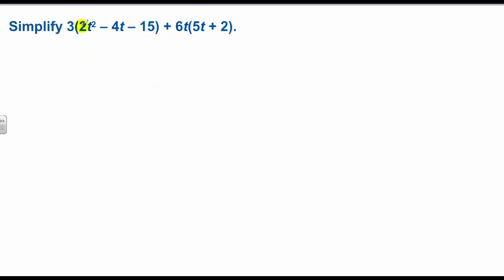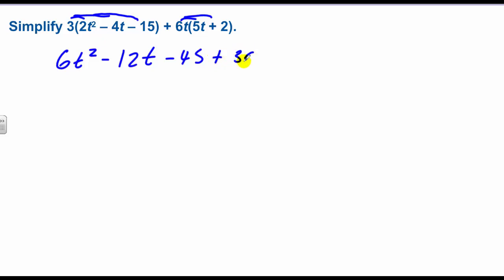So in this example, we're going to multiply two terms, one of which is a trinomial, one of which is a binomial, and we'll go through and get our first term of 6t squared minus 12t minus 45 plus 30t squared plus 12t. Now I need to look for like terms.